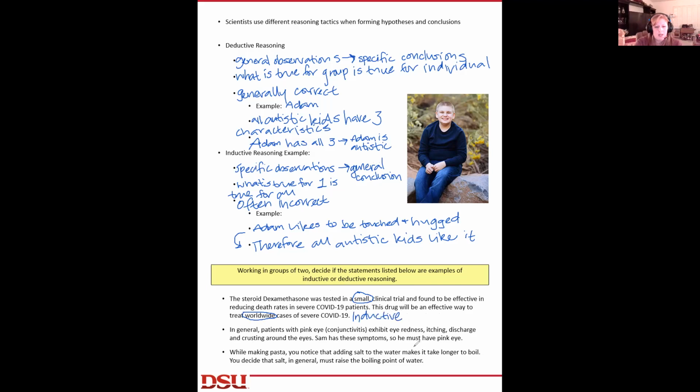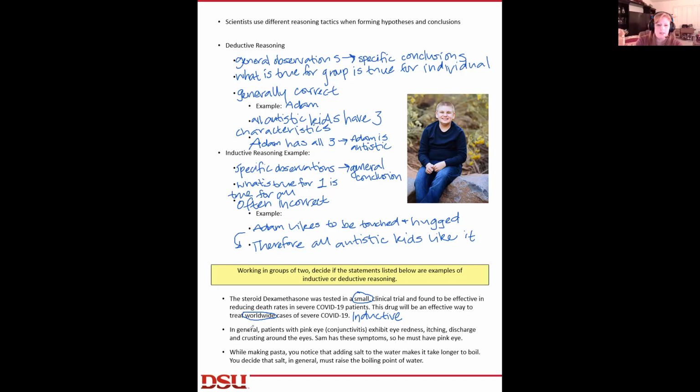Okay. All right, in general, patients with pink eye, also known as conjunctivitis, exhibit eye redness, itching, discharge, and crusting around the eyes. This is such a great question. Sam has these symptoms, so he must have pink eye. All right, first off, stay away from Sam. If you've had contact with him, wash your hands and don't touch your face.